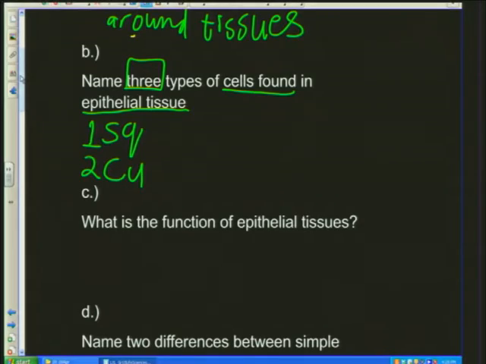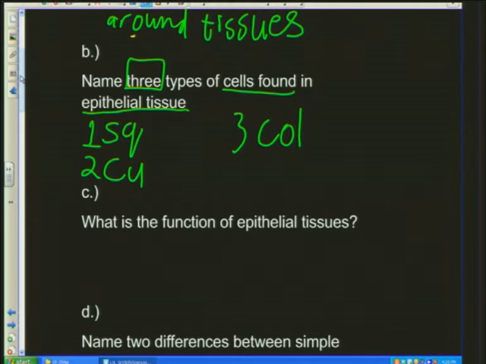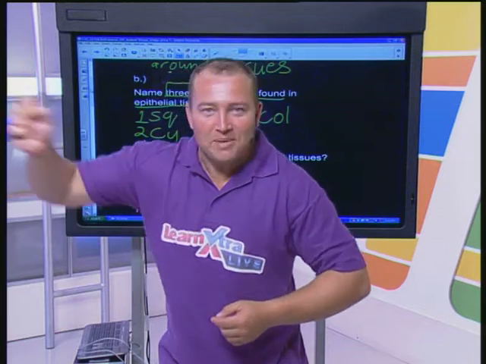Ooh, and then there's the other one. And the third one is? Number 3 is? Yes. Columnar. You see? I was close. Brilliant. Close enough. I am impressed though.